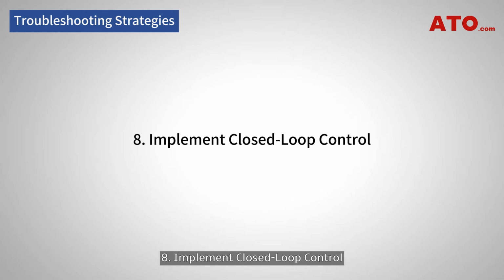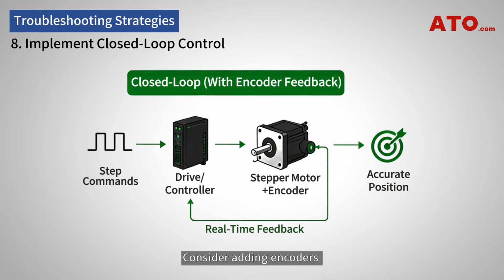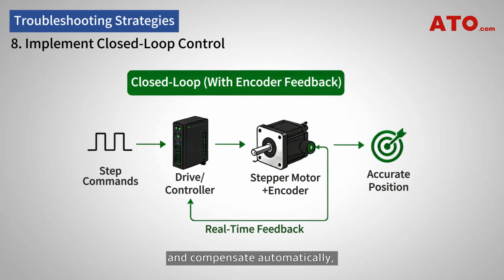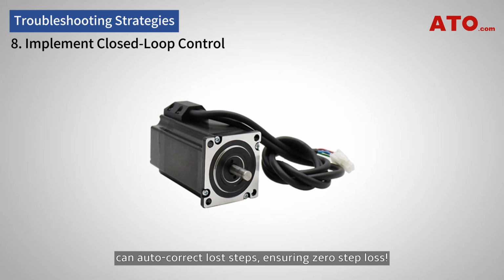Number 8. Implement closed-loop control. Traditional stepper motors are open-loop and lack real-time feedback, leading to potential step loss. Consider adding encoders or other position feedback devices for closed-loop control. Closed-loop stepper systems automatically correct deviations, eliminating step loss and ensuring accuracy. With real-time feedback from encoders, the system can detect position errors and compensate automatically, virtually eliminating step loss. Taking it a step further, ATO's closed-loop stepper motors can auto-correct lost steps, ensuring zero step loss.